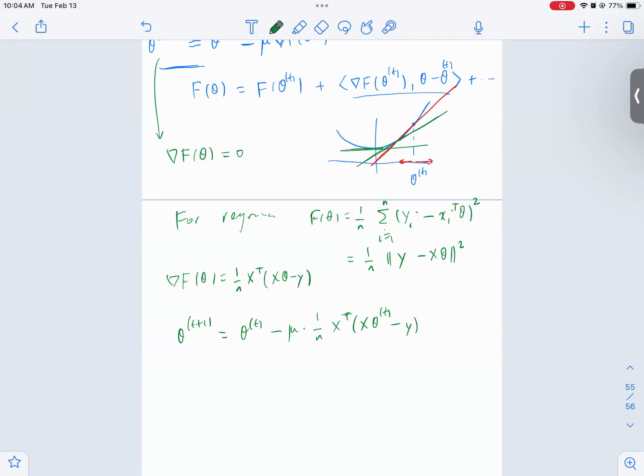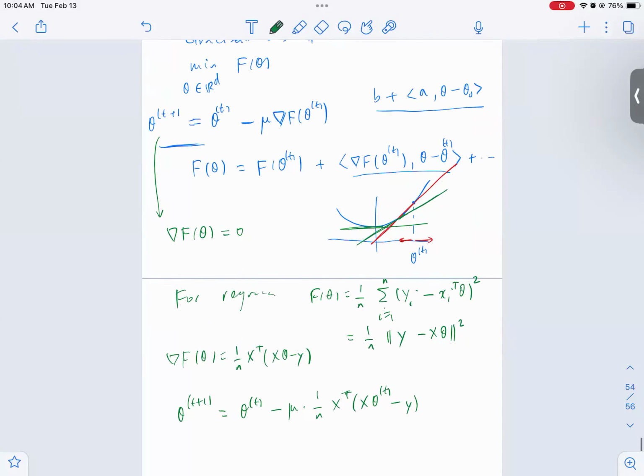You don't have to compute the inverse of the matrix X transpose X. It's another way of calculating the inverse of the matrix, but it doesn't have that costly operation. So double check the gradient. Sounds good.